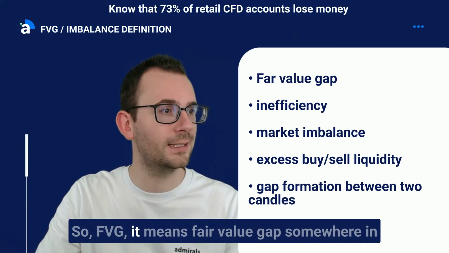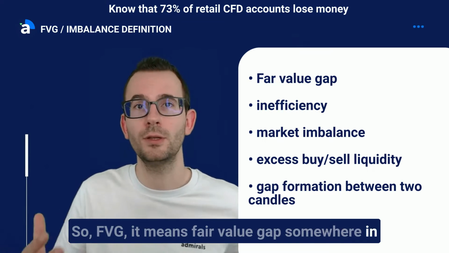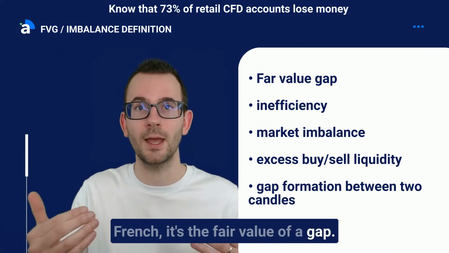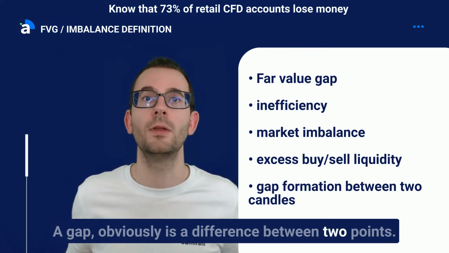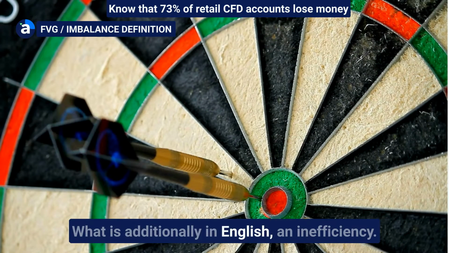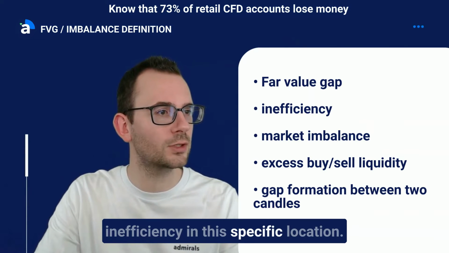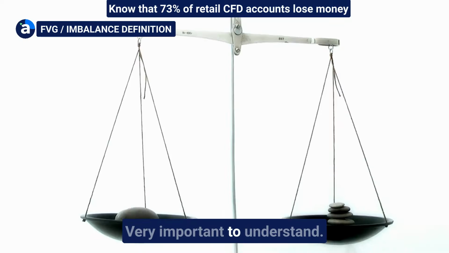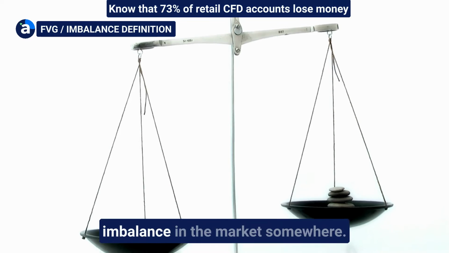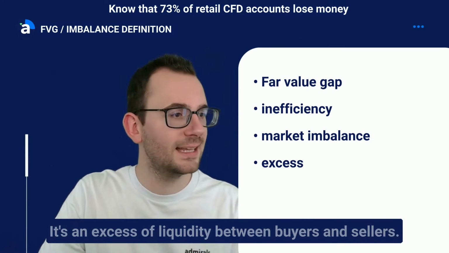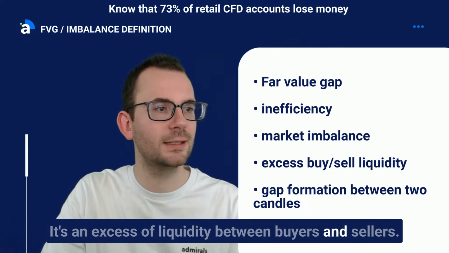So FVG means fair value gap. Somewhere in French, it's the fair value of a gap. A gap obviously is a difference between 2 points, which is additionally in English an inefficiency, that is to say a market inefficiency in this specific location. Very important to understand, it translates an imbalance in the market. It's an excess of liquidity between buyers and sellers.